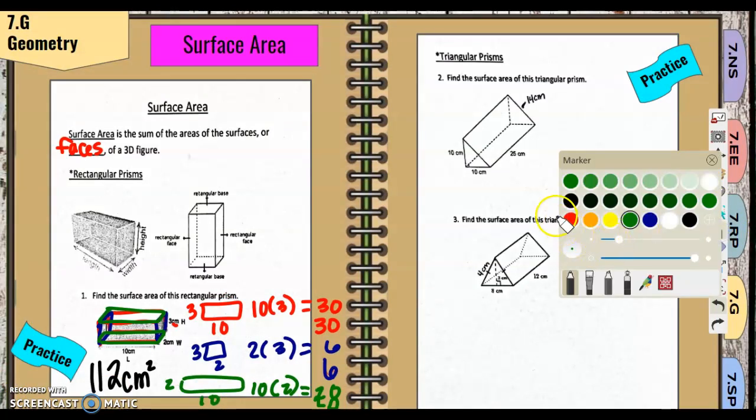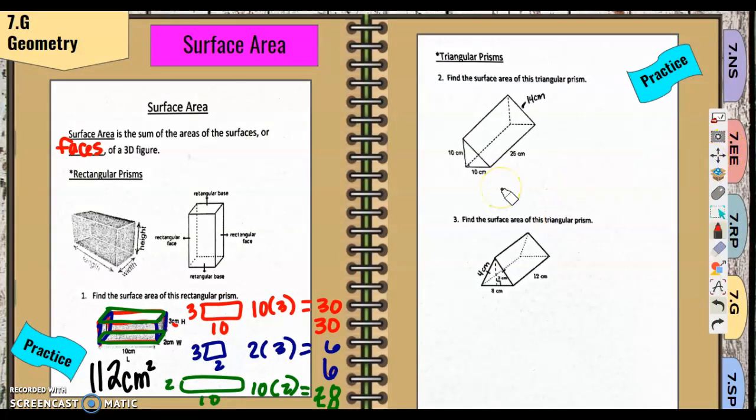For a triangular prism, the first thing we're going to do is find the area of the triangle. Area of the triangle is base times height divided by 2. Base and height are the 2 sides that form the right angle. So 10 is the height and 10 is the base. So my triangle is a 10 by 10, which means 10 times 10 is 100, and 100 divided by 2 is 50. 50 is the area of the front triangle and the area of the triangle at the back.